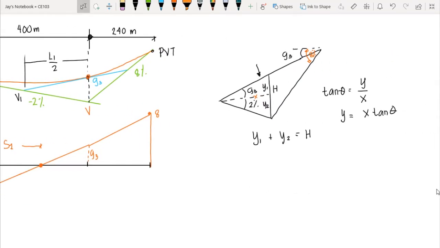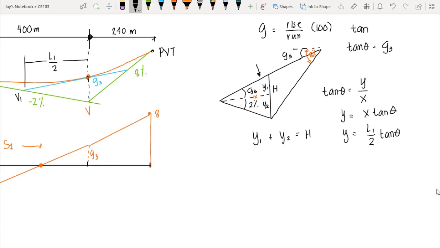So that means our x here is equal to L1 over 2, correct? And that is tangent theta. But we know that tangent theta is equal to the grade, correct? Because again, our grade is just the rise over run, okay? Our G is equal to rise over run, but to make it percent, we just multiply it by 100. And we know that tangent theta is equal to rise over run. So that means rise over run is equal to G3. Therefore, tangent theta is G3.